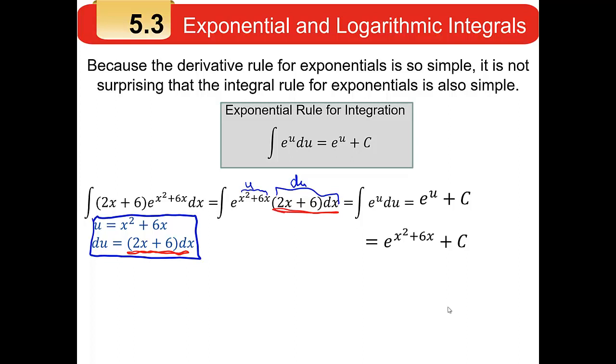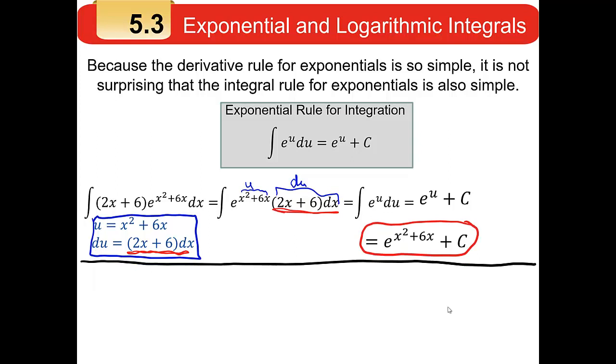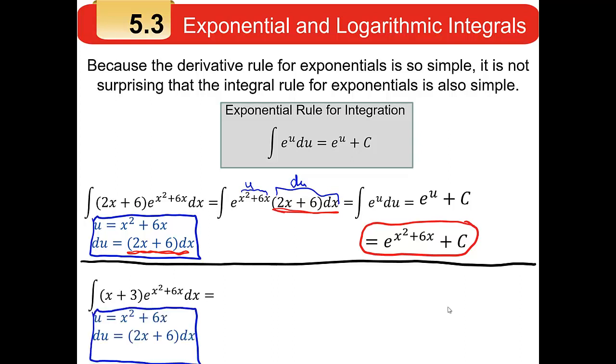Let's take a problem very similar to this, though, and solve it. Notice this is very similar, but instead of having 2x plus 6 as the multiple, I've got x plus 3. That's got to change things because I know that u is still going to be x squared plus 6x, which means that du is still going to be 2x plus 6 times dx.